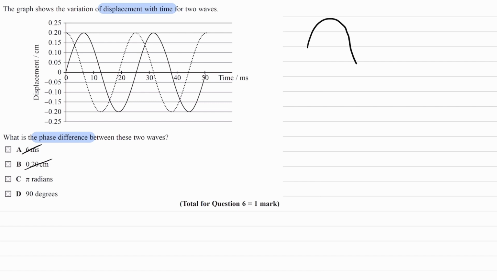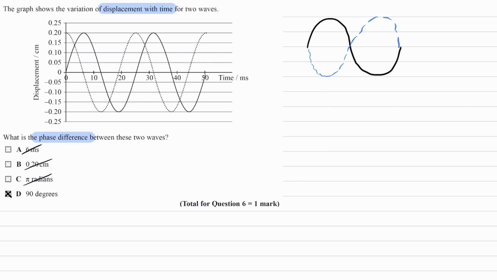One of the waves would look like this, and then the other would look like this, doing the exact opposite of the first wave at any one time. That's not what we see here. And if that's not what we see here, then we can also rule out C. So we're left with D, that would be our answer, 90 degrees.